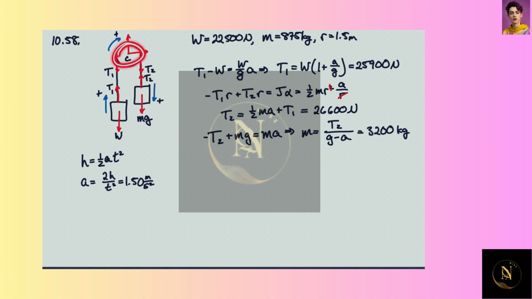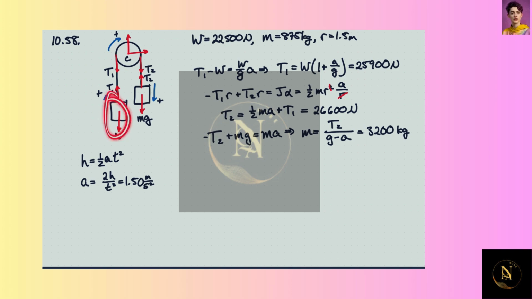I'm assuming that this is a uniform disc. We're assuming that there's no slipping here, and there's no appreciable friction here, so there's no drag on the bearings. Let's see, the mass of this pulley is 875 kilograms, and it has a radius of 1.5 meters.